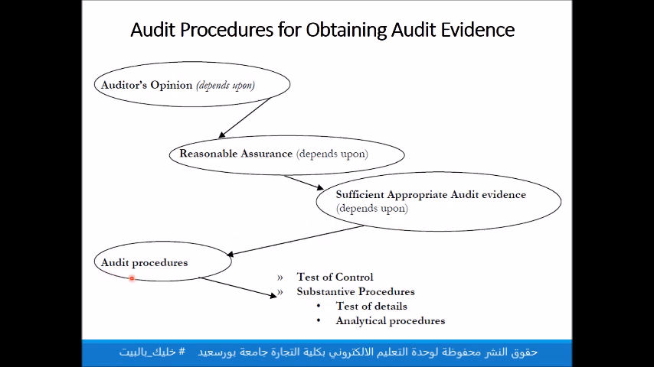The auditor performs audit procedures in order to accumulate such sufficient appropriate evidence. Audit procedures include tests of controls and substantive procedures, and the substantive procedures include tests of details and analytical procedures. In this session, we will focus on the substantive procedures.